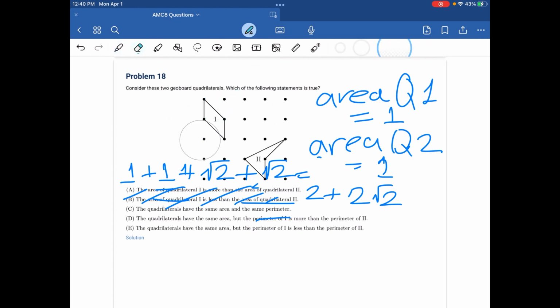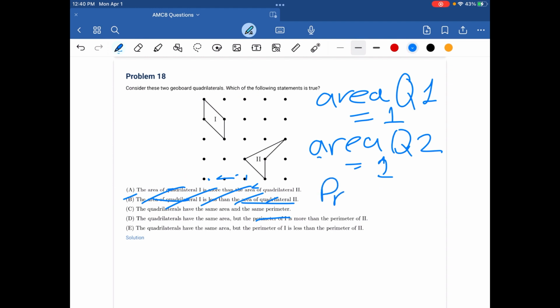Now let me simplify all of this and write this. The perimeter of Q1 is equal to 2 plus 2 times the square root of 2. Okay, lots of 2's. And now we need to find the perimeter of quadrilateral 2. This has 4 sides, like that one, but in this one, there are 3 slants. So first, let's find this long slant over here. Again, we can use the Pythagorean theorem.